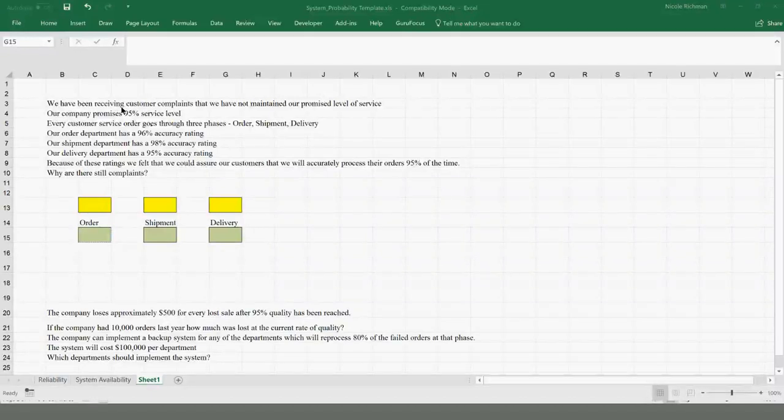Okay, this is a quick tutorial on how to complete a system reliability problem with backups. So let's take a look at a very basic problem. This is something that is pretty frequent in businesses.